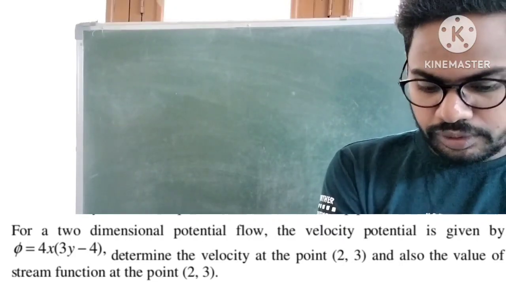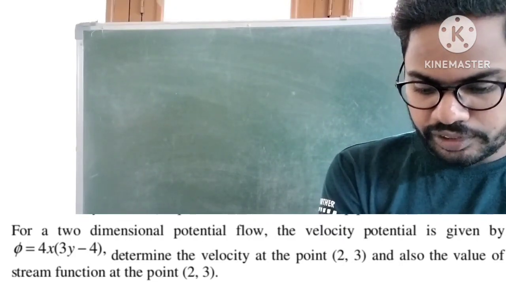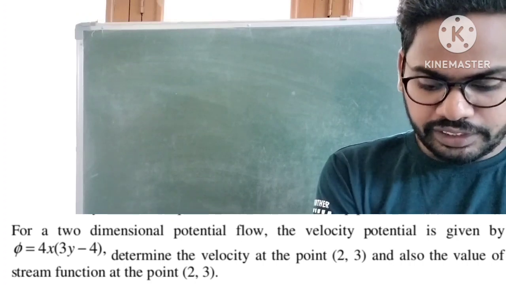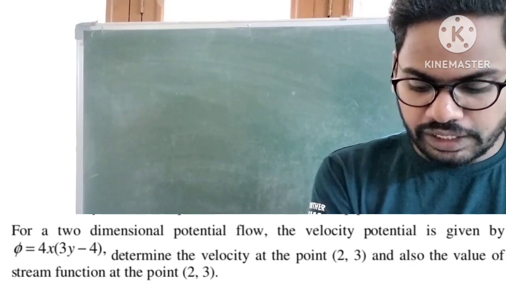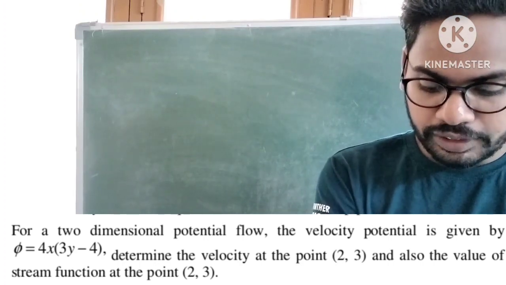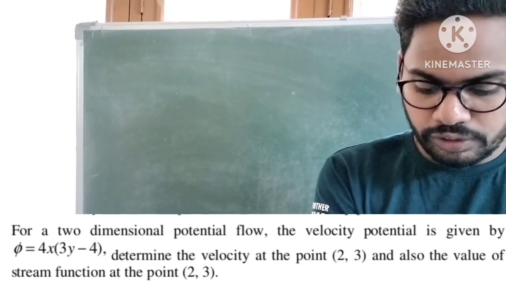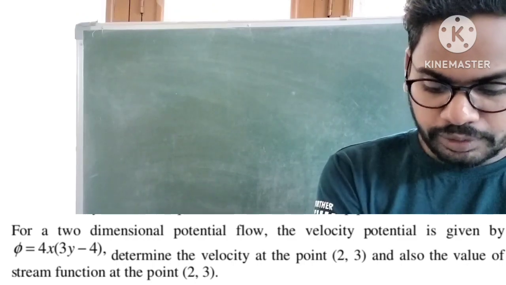For a two-dimensional potential flow, the velocity potential is given by phi is equal to 4x into (3y minus 4). Determine the velocity at the point (2, 3) and also the value of the stream function at the point (2, 3).